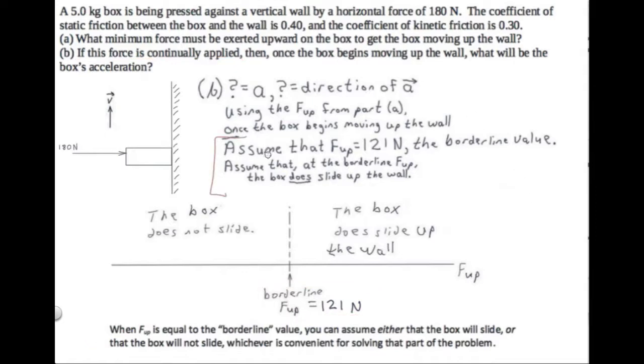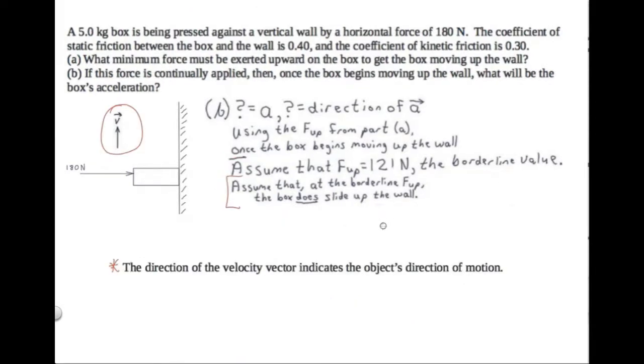Write down your assumptions. We're assuming that the magnitude of the upward force is equal to 121 newtons, the borderline value, and we're assuming that the box will slide up the wall at the borderline. For this problem, if the box is sliding up the wall, that means that the box will be moving upwards. So we'll draw an upward velocity vector to indicate the object's direction of motion based on our assumptions for part B.